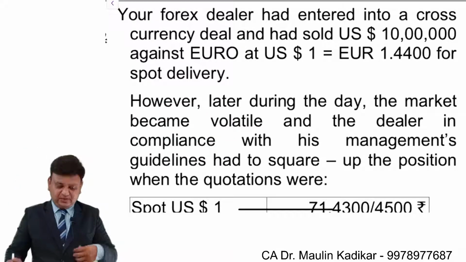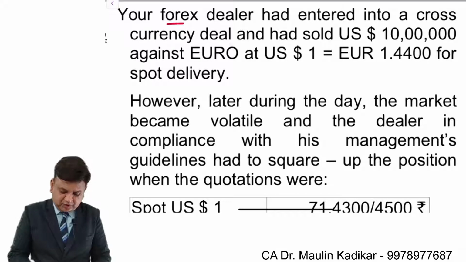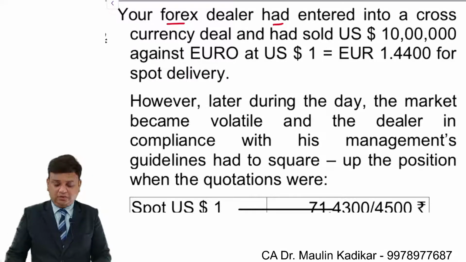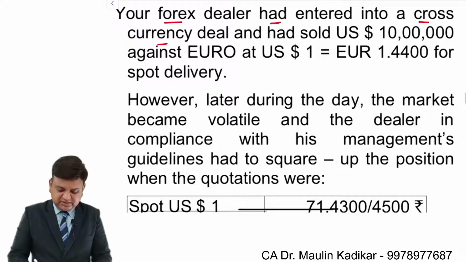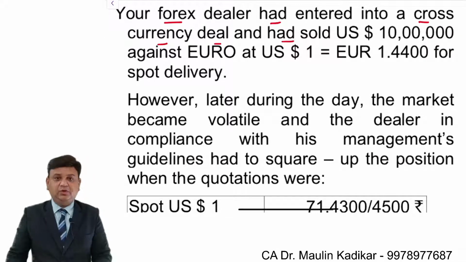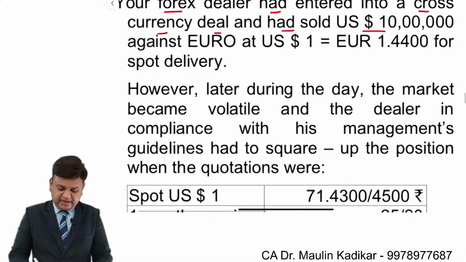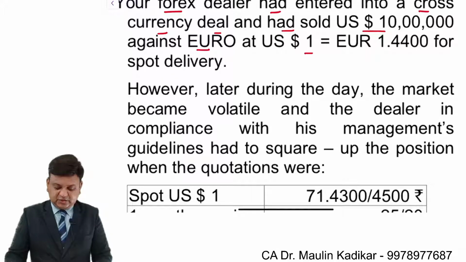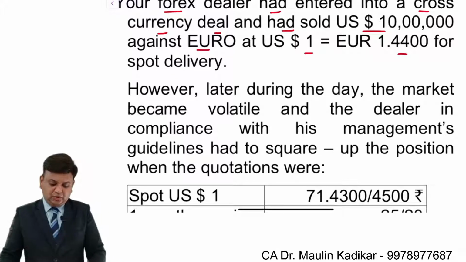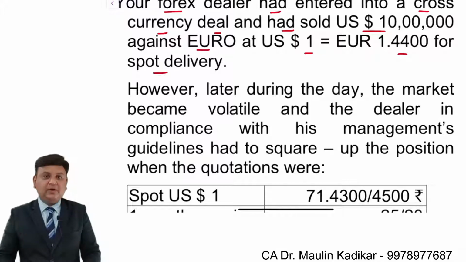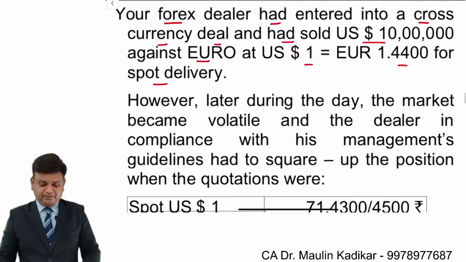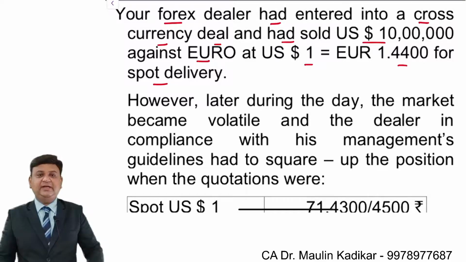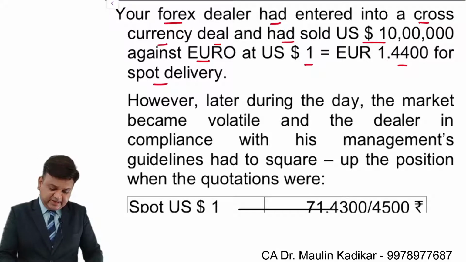Let us see our next question. Your foreign exchange dealer had entered into a cross currency deal and had sold US dollar 1 million against euro at the rate of 1.44 euro per dollar for spot delivery. So your foreign exchange dealer had entered into a cross currency deal, and the transaction was entered upon for sale of dollar.